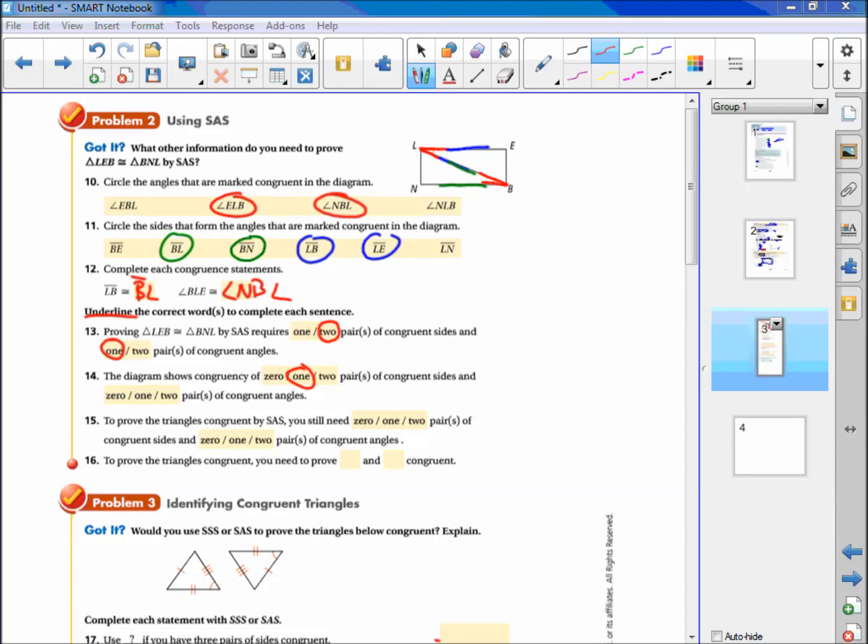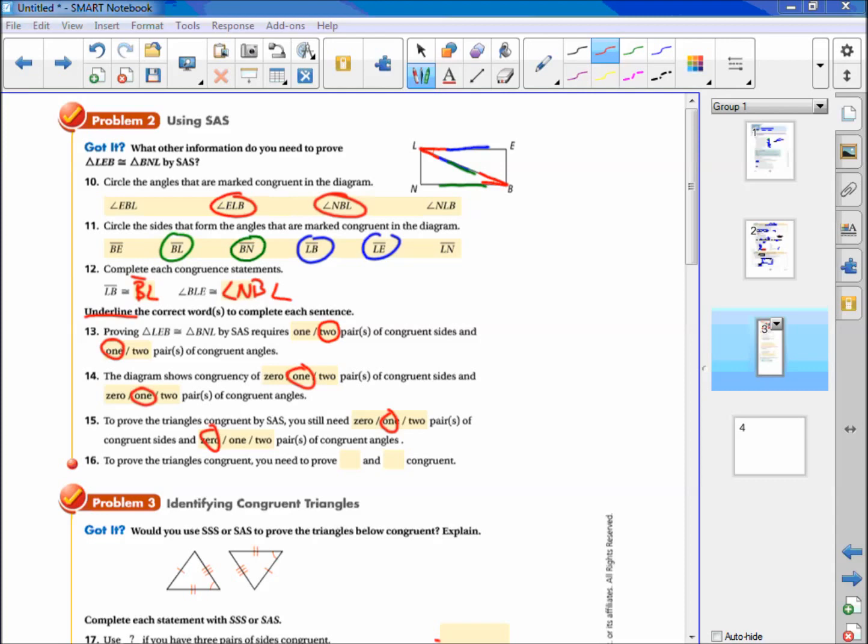Only 1. And it shows congruent angles, just 1 pair. Okay, so we only have SA so far. So to prove the triangles are congruent by SAS, you still need, let's see, 1 more pair of sides and 0 pairs of angles. We don't need any more angles, we just need another side.